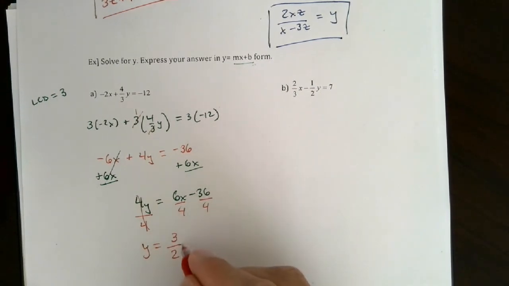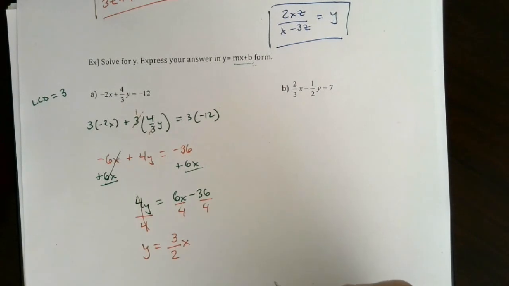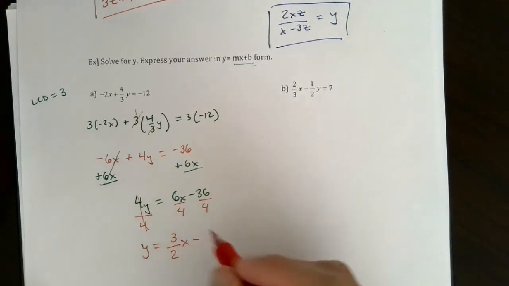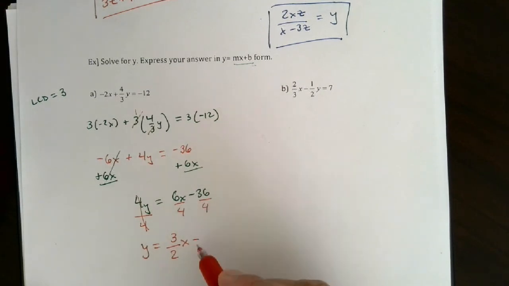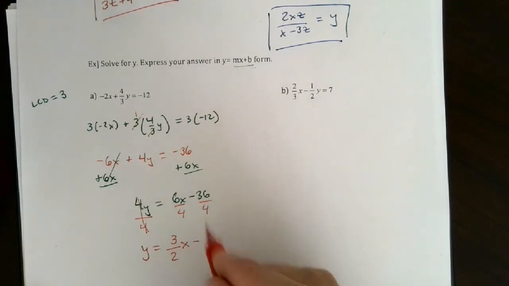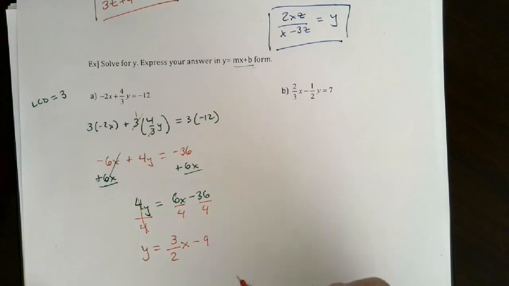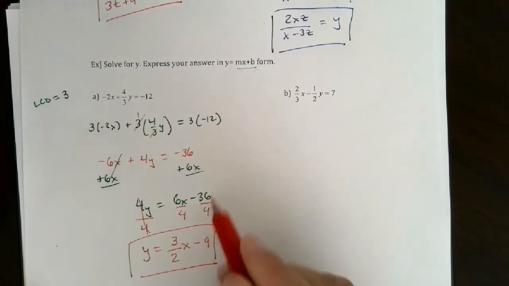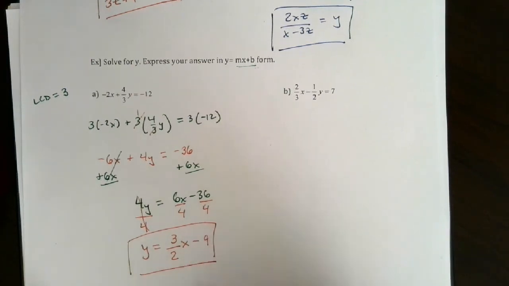So it's 3 halves x, or you put the x next to the 3. Just don't put it in the denominator. Minus 36 divided by 4. Negative over positive keeps it negative, so the minus sign's good. 36 divided by 4 is minus 9. And then that's it. You've got it. Don't put this all over 2, right? These are individual fractions, so keep those as they are. So y equals 3 halves x minus 9.